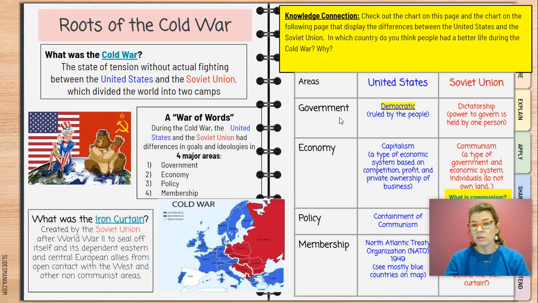In the Soviet Union, the government is a dictatorship where the power to govern and rule is led by one person, a dictator. Our economy is called capitalism, and that's a system based on competition, profit, and private ownership of businesses. Like you can start, run, operate, and profit from starting your own business.